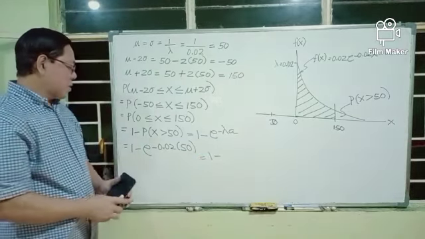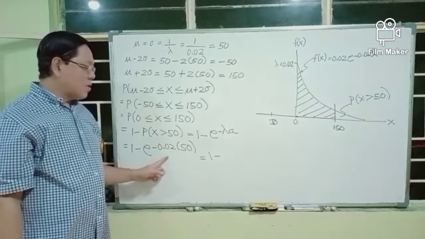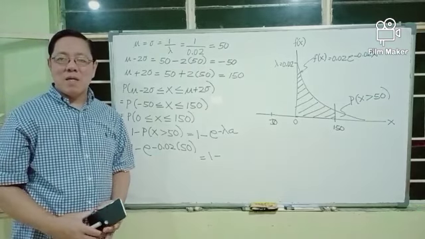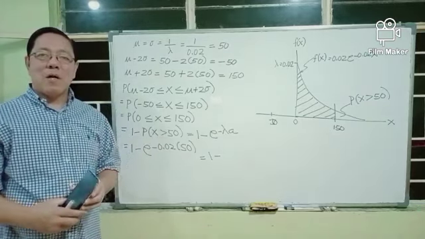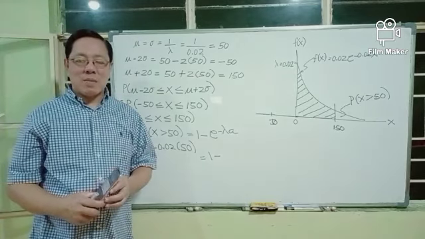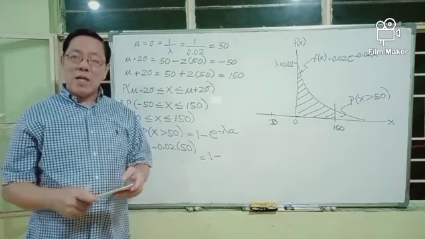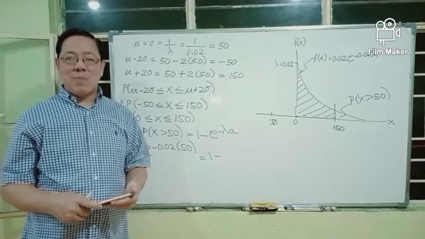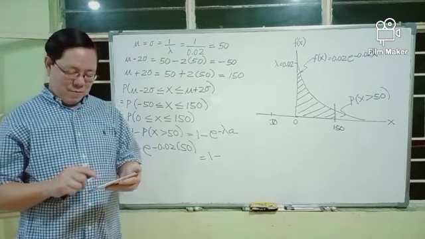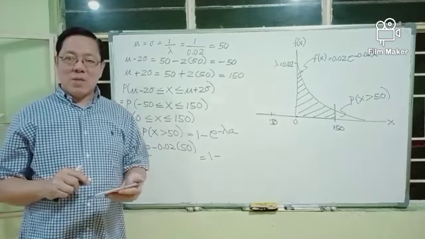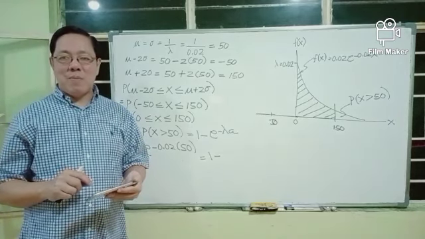And we compute the value of e to the minus 0.02 multiplied by 50 using our calculator, and we round off the answer to 4 decimal places so that when we multiply it by 100%, the final answer would be in 2 decimal places in percentage. We have e to the negative 0.02 multiplied by 50.